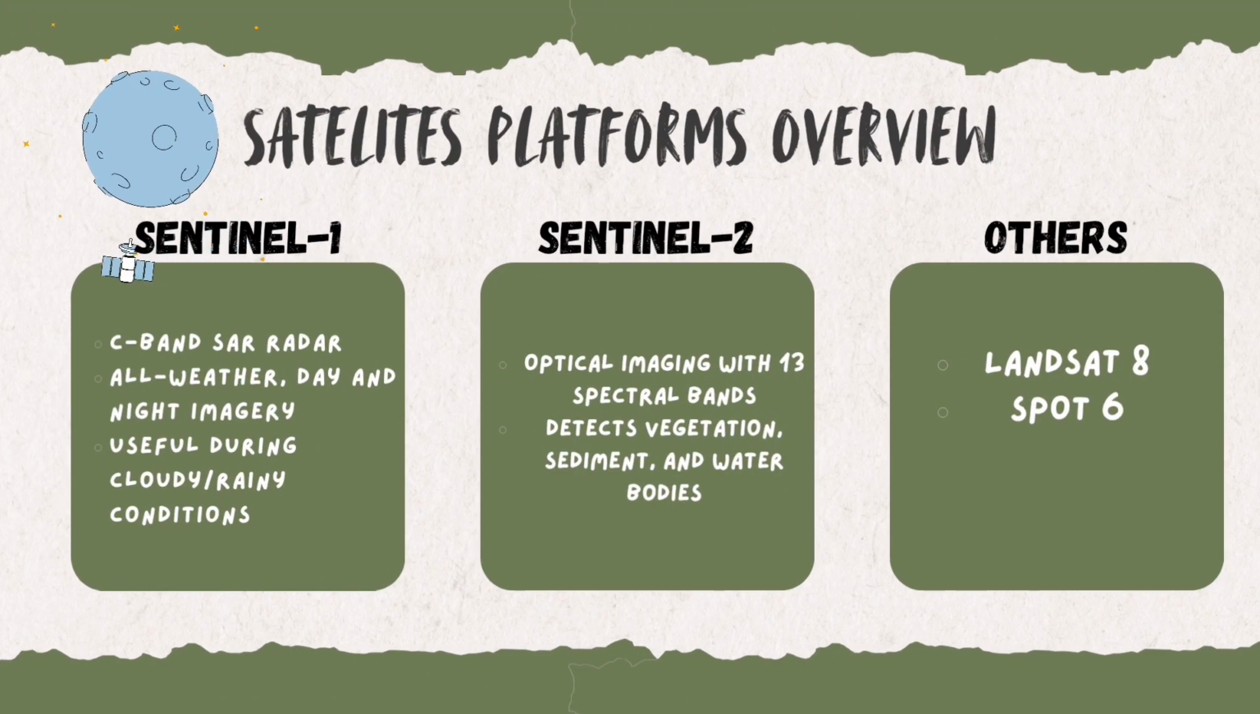For the satellite platforms overview, in this study, we use two key satellite platforms, which are Sentinel-1 and Sentinel-2 from the European Space Agency. Sentinel-1 uses radar sensors that can collect data day or night in all weather. Sentinel-2 captures high-resolution optical images across 13 spectral bands, which helps identify shoreline features and vegetation changes. In previous studies, they also used Landsat 8 and SPOT 6 for long-term shoreline analysis.